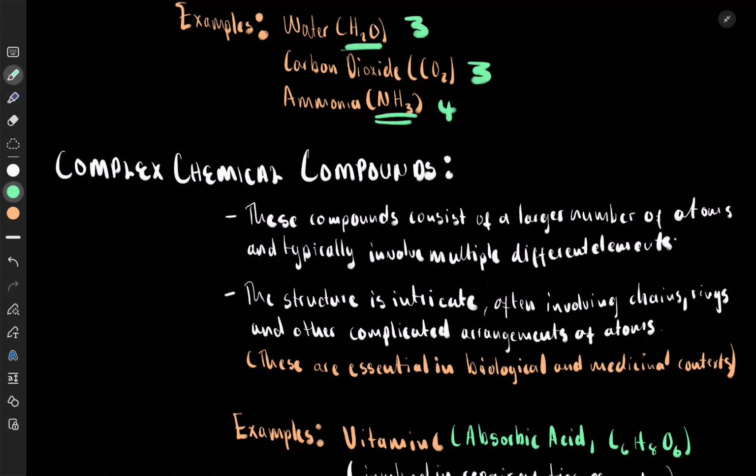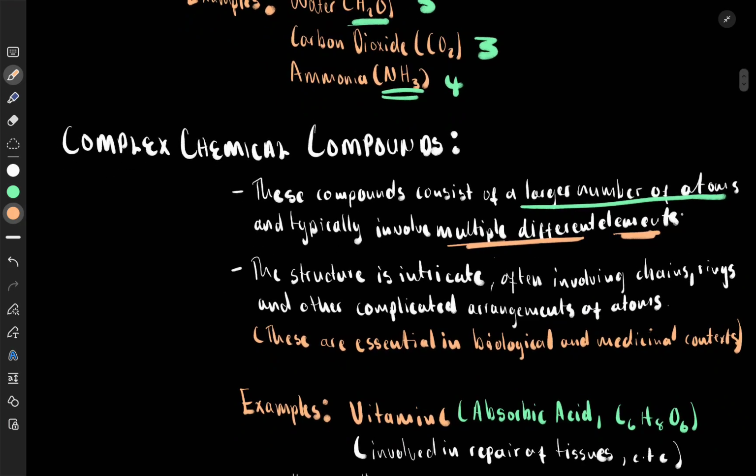What will be complex? Complex will be those that have a larger number of atoms, not just 2 or 3 or 4, and they may also have multiple different elements, more than 2 elements. In here we're seeing just 2: nitrogen and hydrogen, carbon and oxygen, hydrogen and oxygen. So they'll typically involve more than 2 different types of elements, with an intricate, complex, complicated structure. It's not as basic, okay?